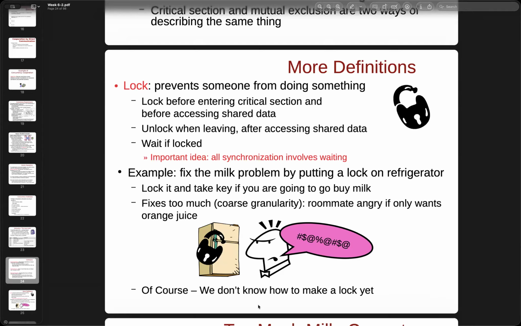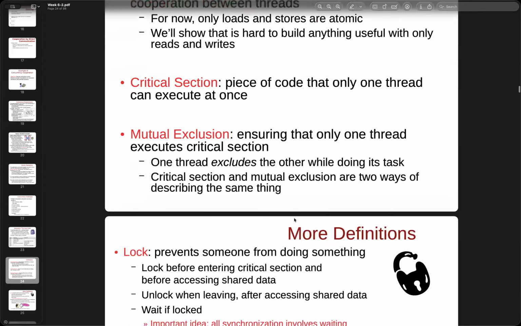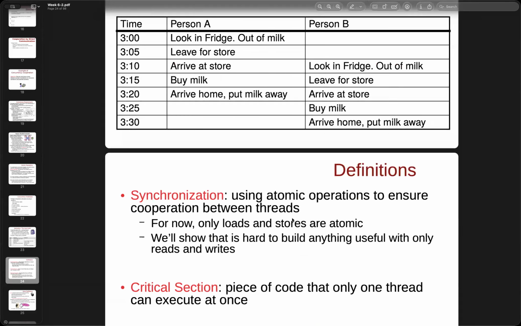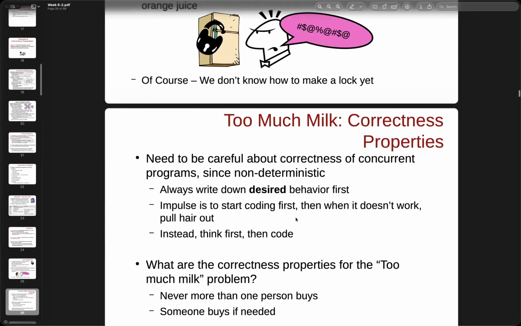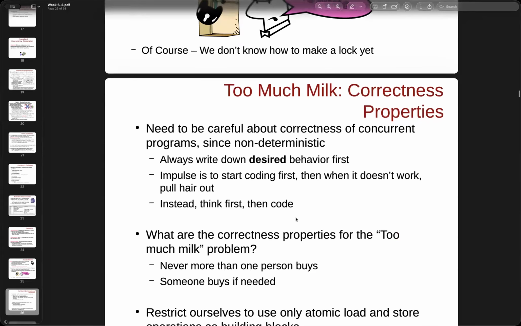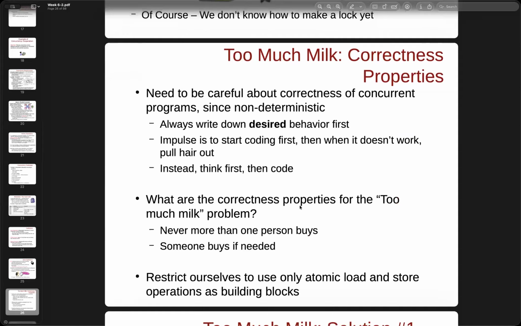Of course, we don't know how to make the lock yet. At this moment, how about we make it work better? If you say this time I don't want to buy the milk but orange, then this kind of thing. But at least the lock can help. And then we need to be careful about the correctness of a concurrent program, because this is non-deterministic.